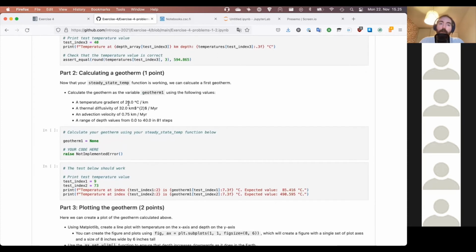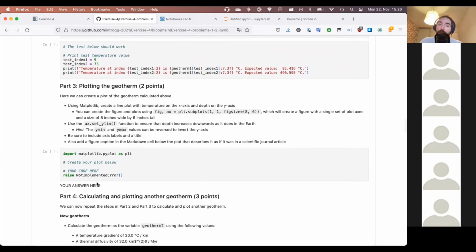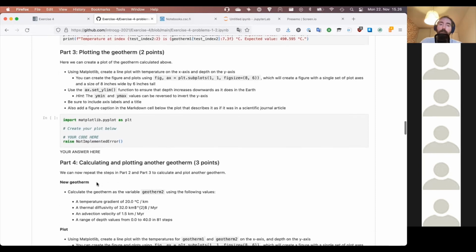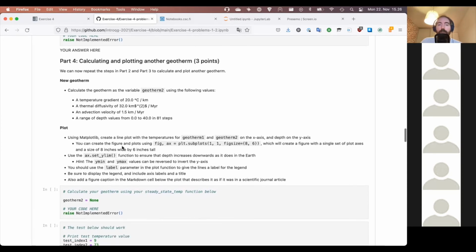Then move on to part 2. There you'll use your function to calculate a geotherm. That's just a fancy way of saying the change in temperature with depth. So we'll calculate geotherm 1 with the input values that are listed here. You'll do the calculation, and again you've got a test cell to see if everything worked properly. Then you make a plot of that first steady state geotherm. And then you go back and do the same thing again, but you calculate a new geotherm for a different advection velocity. So now we erode twice as fast, and we see how the temperatures change.